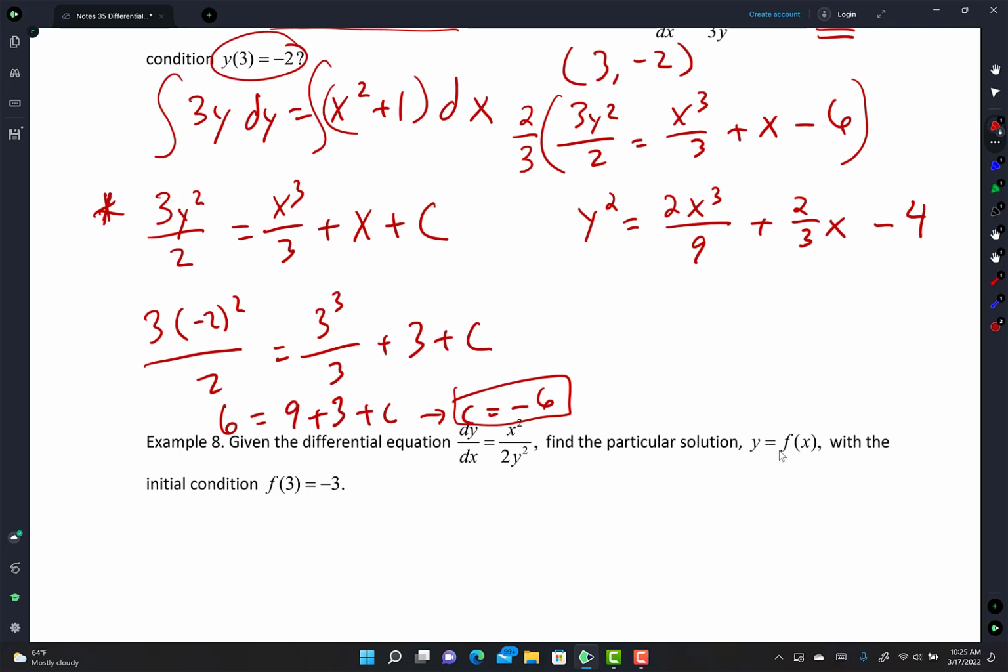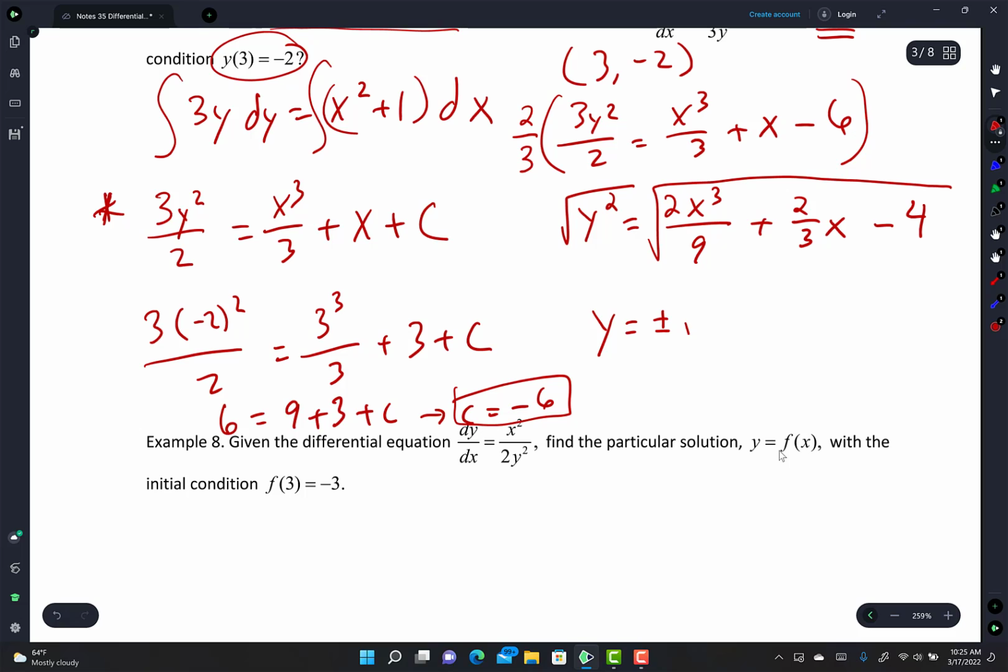And then one last step. How do I get rid of that square there? Square root. When you take square root, don't forget the plus minus. Y equals plus minus square root of all this.